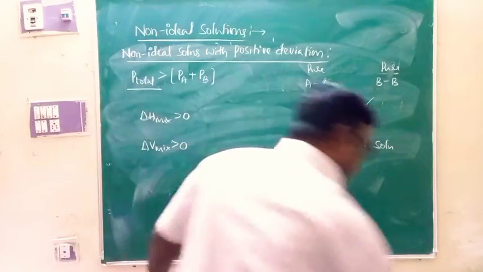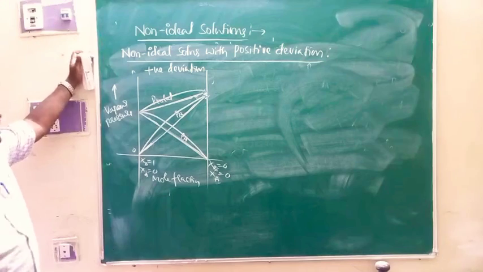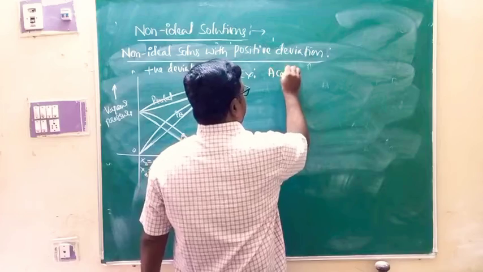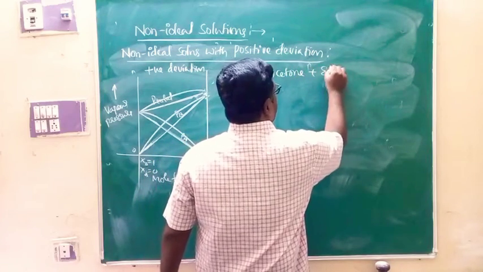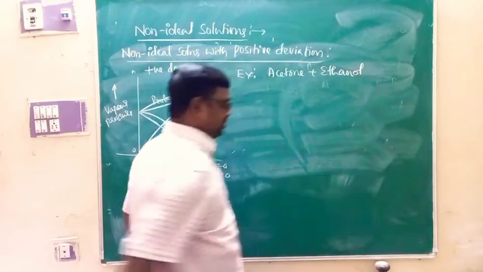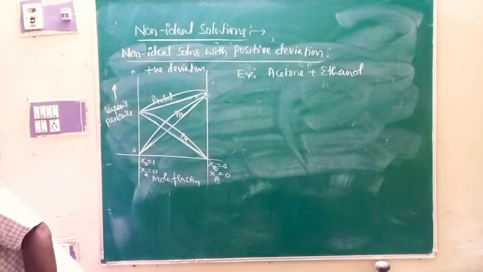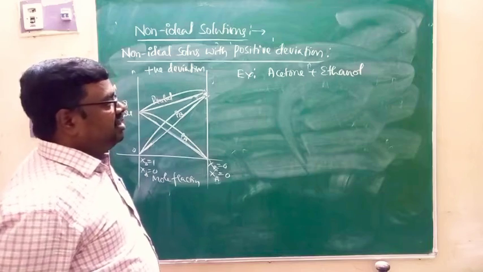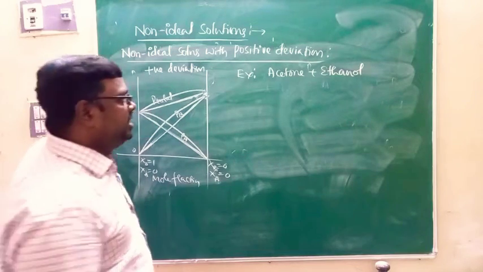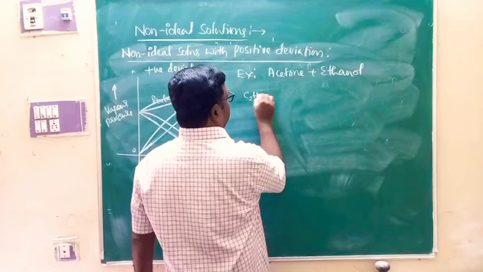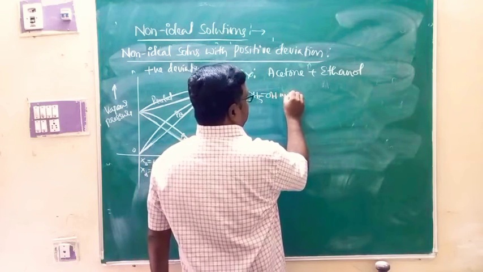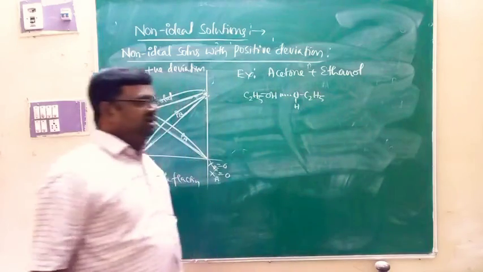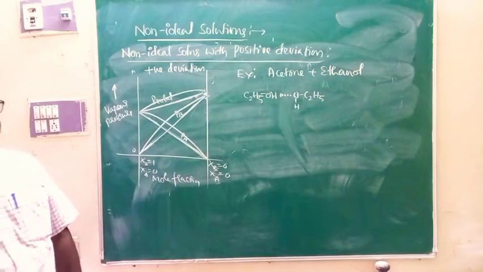And of course, examples for that would be to consider acetone plus ethanol. A mixture of acetone and ethanol will show positive deviation from Raoult's law. Why is it so? In the case of ethanol molecules, C2H5OH, there is hydrogen bonding among the molecules of ethyl alcohol.